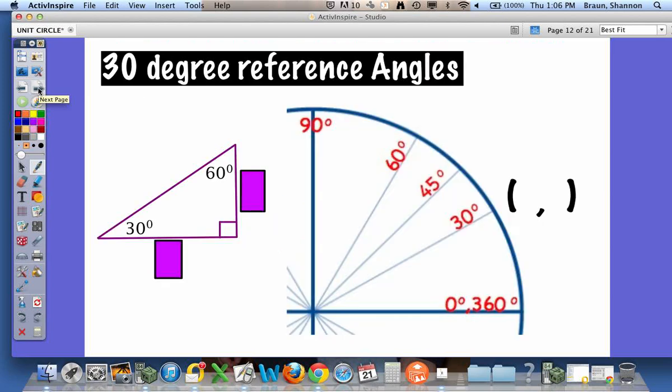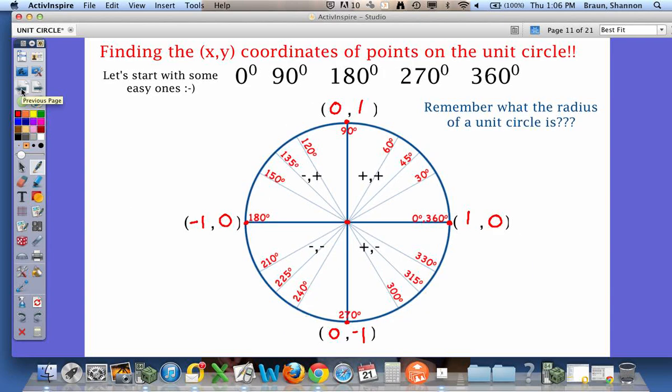Are we ready for special right triangles? Go back? Okay. Just those 4 coordinates you're filling out.